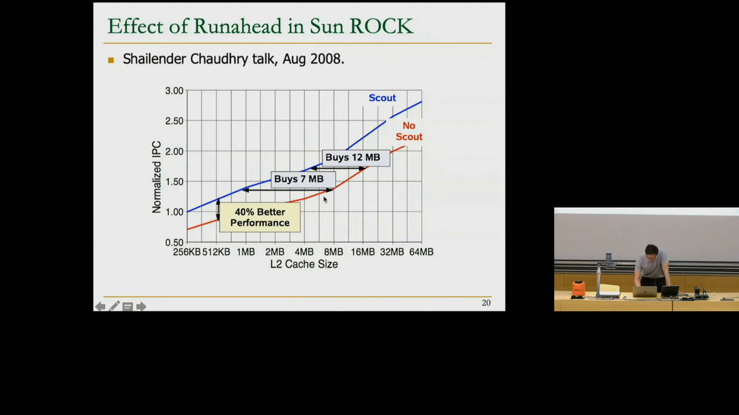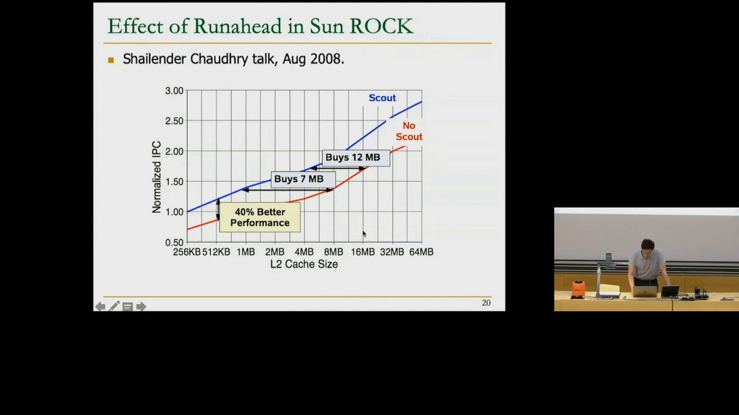But also a very interesting thing here is that you can get exactly the same performance by having a much smaller cache. For example, 7 megabytes smaller in the case of a Scout here, or 12 megabytes smaller in this case, if, you know, the original cache was 16 megabytes.